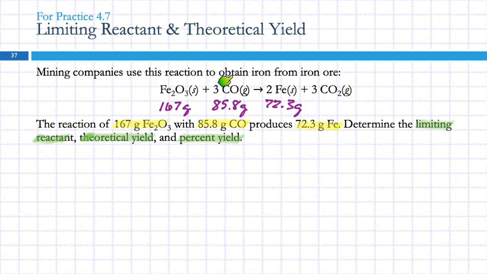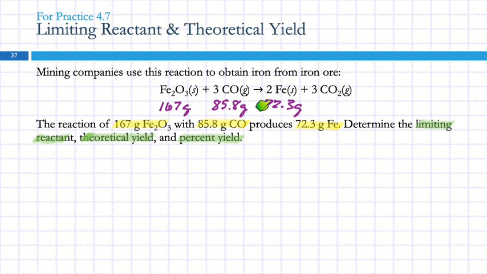Companies use this reaction to obtain iron. And this is telling us that it produced this much iron. So we're interested in the iron. We're going to ignore the CO2. That just floated away into the atmosphere. And yes, the environmentalists are going to be very concerned about the CO2, carbon footprint, right? But this is chemistry.